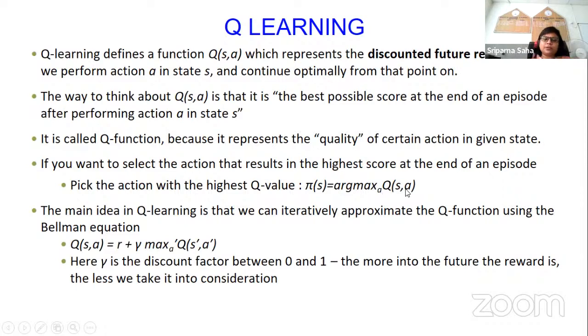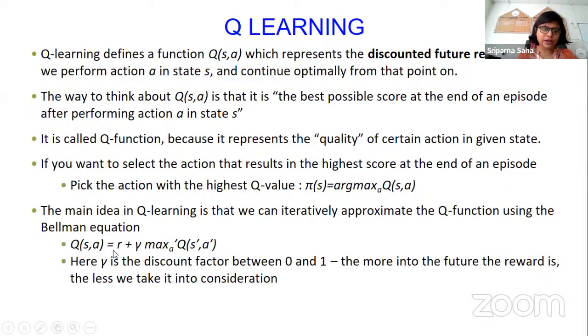Okay, so that is basically the pi of S. Given a particular state S and a particular action A, we have to pick that particular action A which maximizes this Q value. The main idea in Q learning is that we can iteratively approximate the Q function using the Bellman equation.